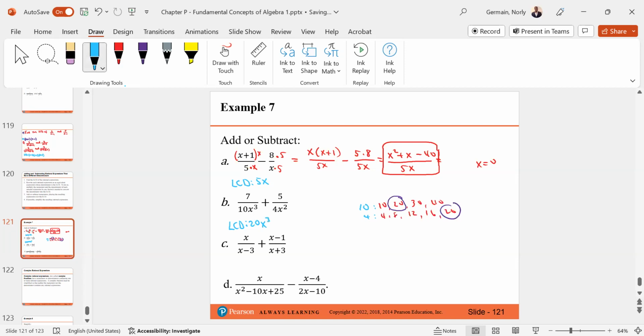Now, to make 10 into 20, you multiply it by 2. That means you're going to multiply this one by 2. To make this one 20, you multiply by 5x. So you're going to multiply by 5x. Okay.